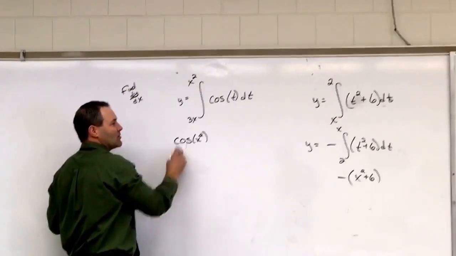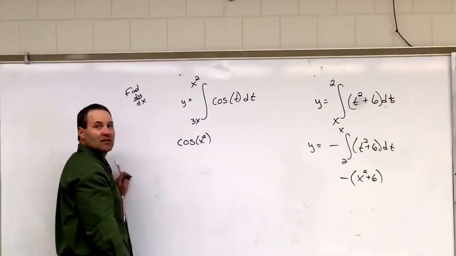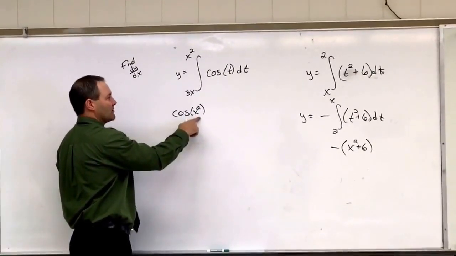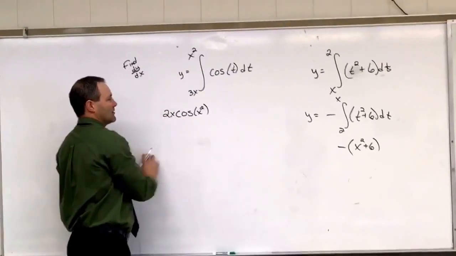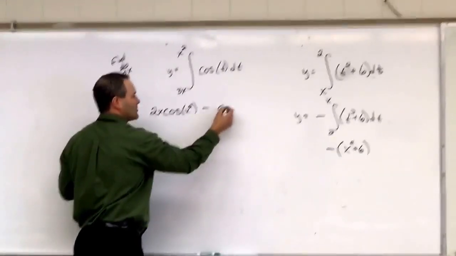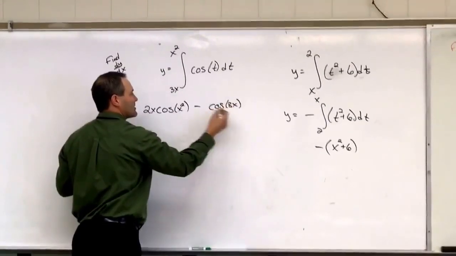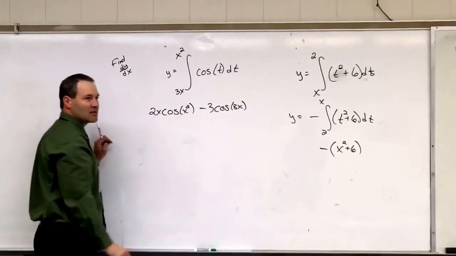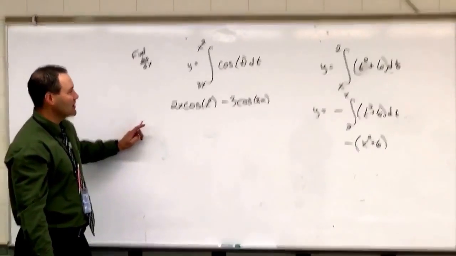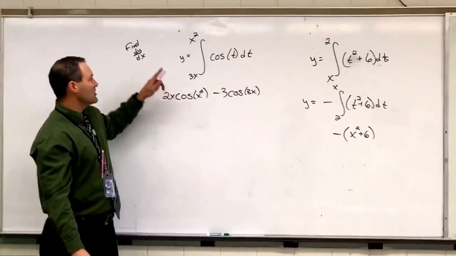Any idea what you would do with the 3x? Minus cosine of 3x. Oh, we forgot to multiply by 2x here, right? And now minus, drop in the 3x. So it's times cosine of 3x times 3. That's your answer. There's no dx, there's no plus c or anything, it's just an expression in terms of x.